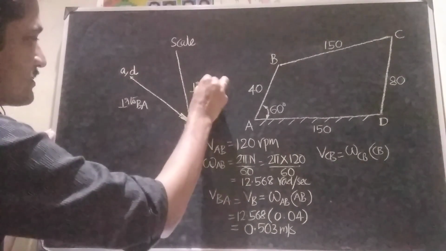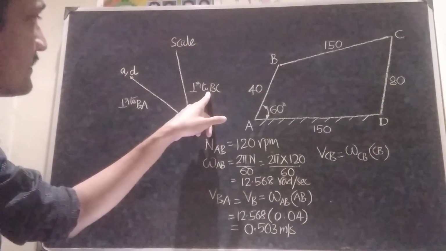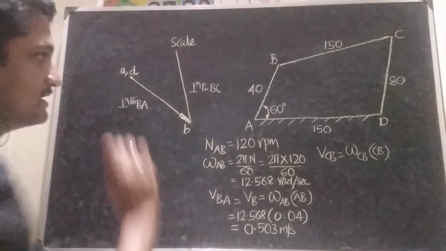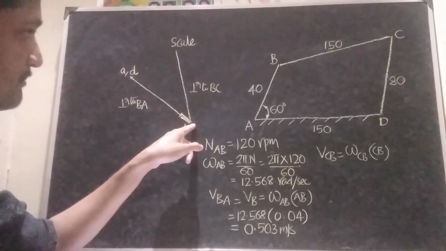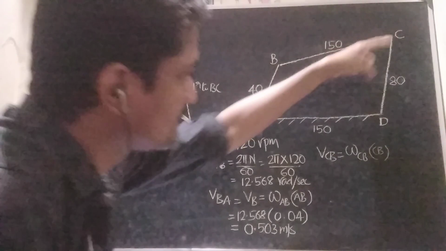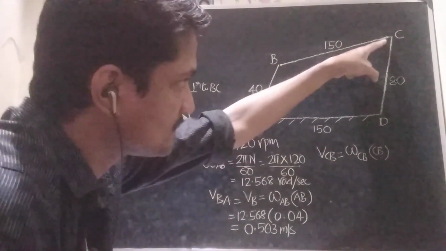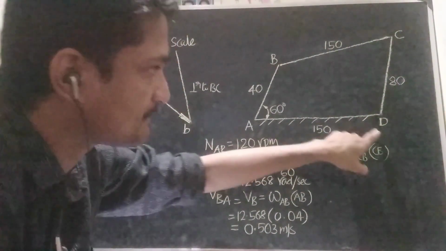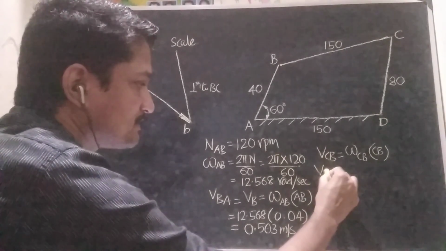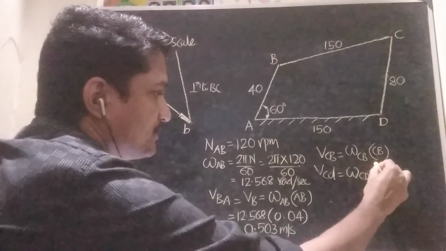This line must be perpendicular to BC, and that must be passing through this point B, small letter b. Then, while considering the velocity of C with respect to D, here D is a fixed point, so the velocity of C with respect to D is equal to omega CD into CD.